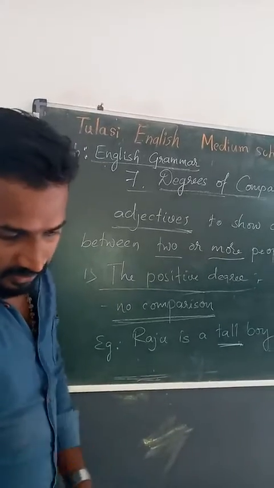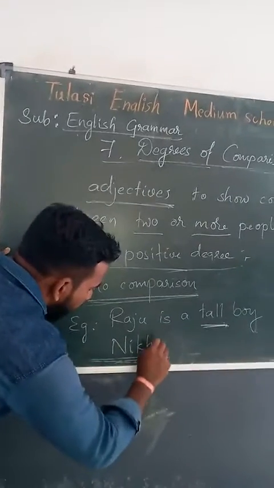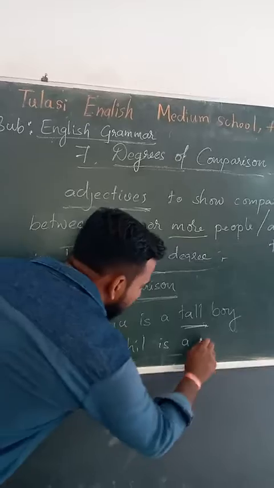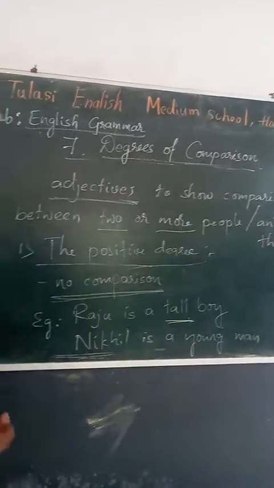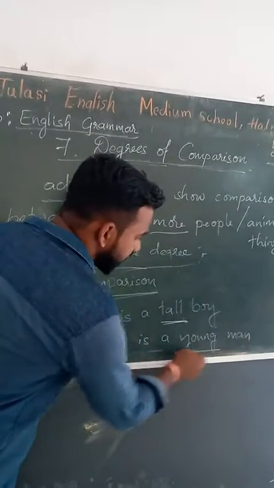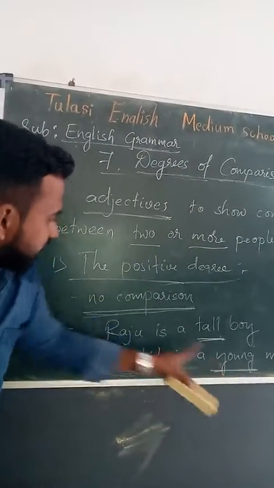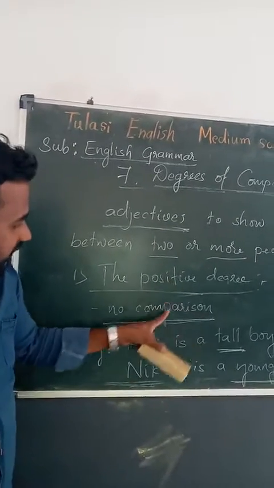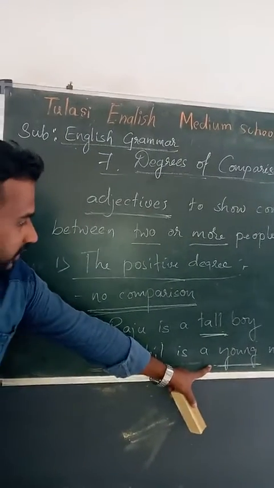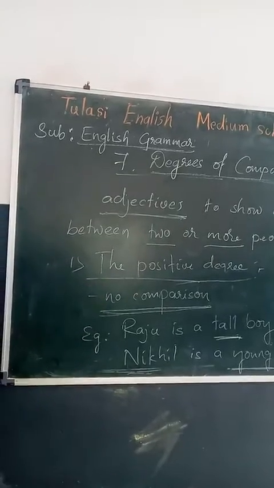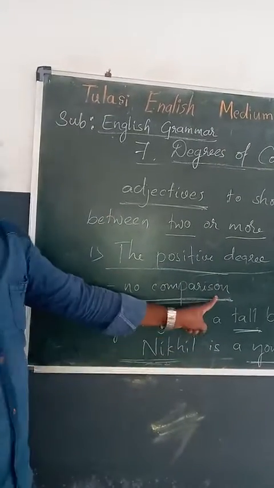Another example, Nikhil is a young man or young boy, whatever. See, Nikhil is a young boy. Here, young is an adjective we used in this sentence as a positive degree. Here, clearly we can understand no comparison is involved. This is about the positive degree. It's important. In a positive degree, no comparison is involved.